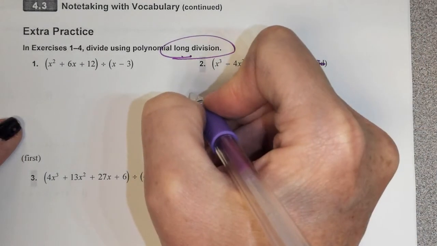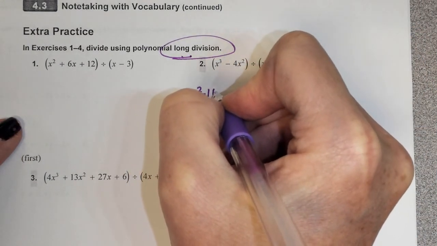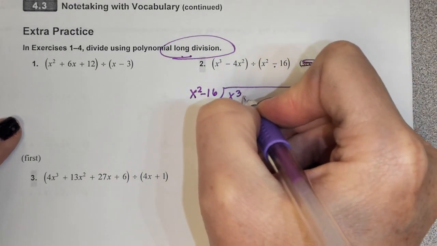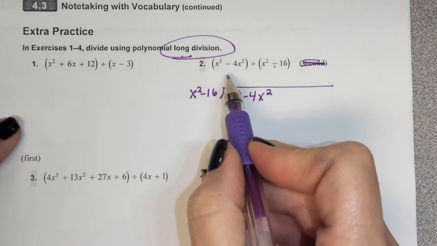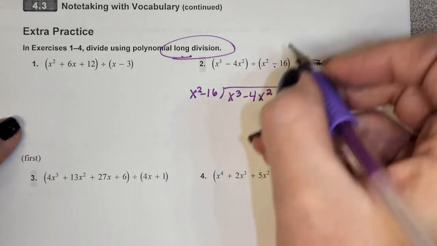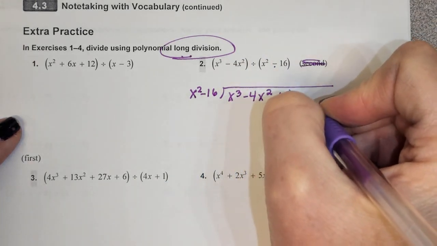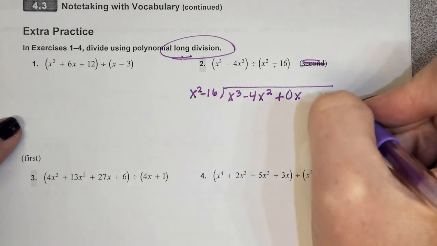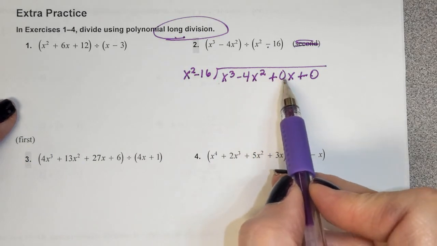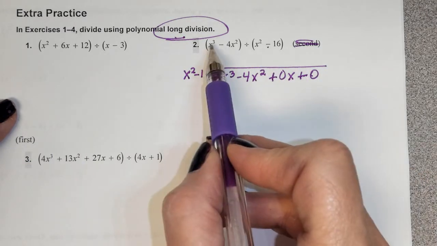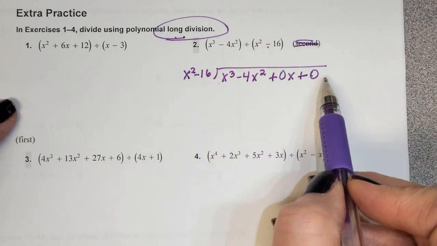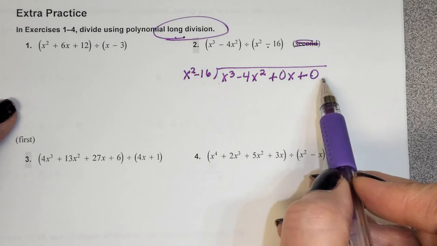So here's my divisor. That's going to go over here. And here is my dividend. If I don't have a term, I have to put a 0. I don't have an x term, so I'm going to have to put a 0x. I don't have a constant term, so I'm going to have to put a 0. I have to have a placeholder for every term. Look at it again. This is fine, but I don't have an x term, I don't have a constant term, so I fill them in with 0 terms.